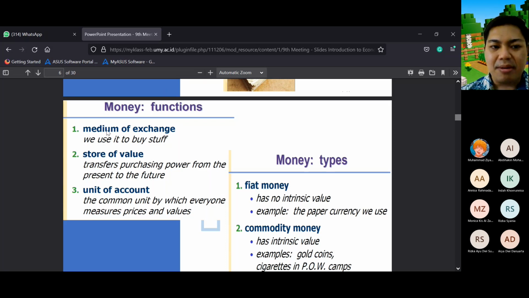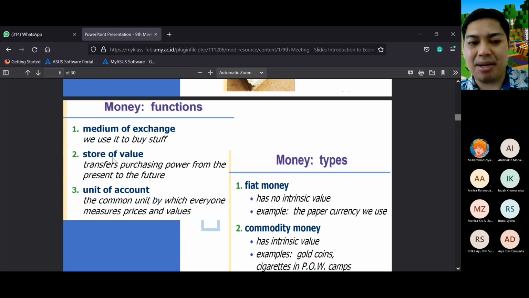And if you look at money, we have 3 main functions of money: medium of exchange, store of value, and unit of account. Medium of exchange means you can exchange your money for goods and services. The second one is store of value. It means that the money that you have has value inside, so it has purchasing power.